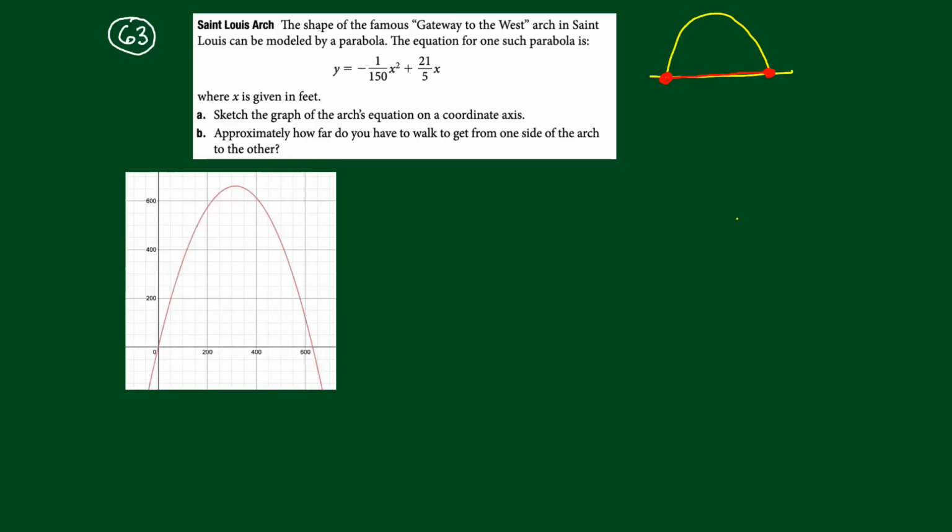I pulled in a graph from Desmos. I like to use Desmos. It's very easy to use, it's free, and it gives you a nice graph. So here's the arch. We're going to write that as our x-axis. Our y-axis will be right over here. Here's the 0. So what we want to do is find out how far we have to walk from here to here, right where it intersects and intersects here.